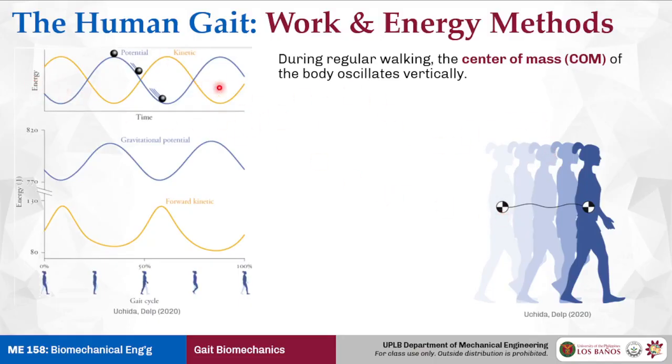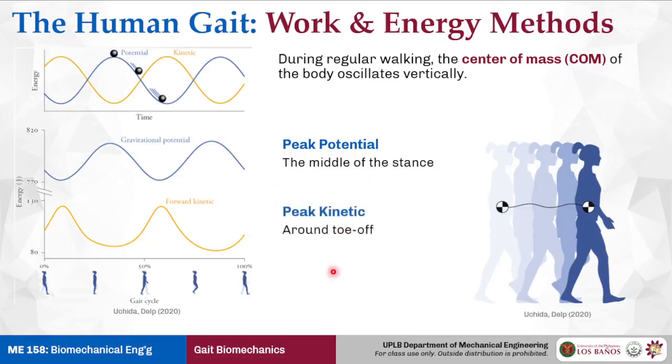Energy wise, that means our potential energy is cycling in opposition to our kinetic energy levels. The peak potential energy of our body occurs in the middle of the stance, when our body is at its most raised off the ground. The peak kinetic energy is when your body is at its lowest point, just around toe off, when you're about ready to launch your foot forward.